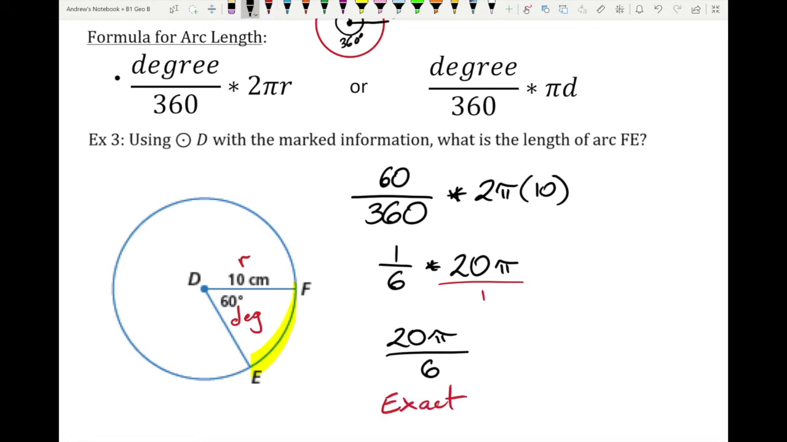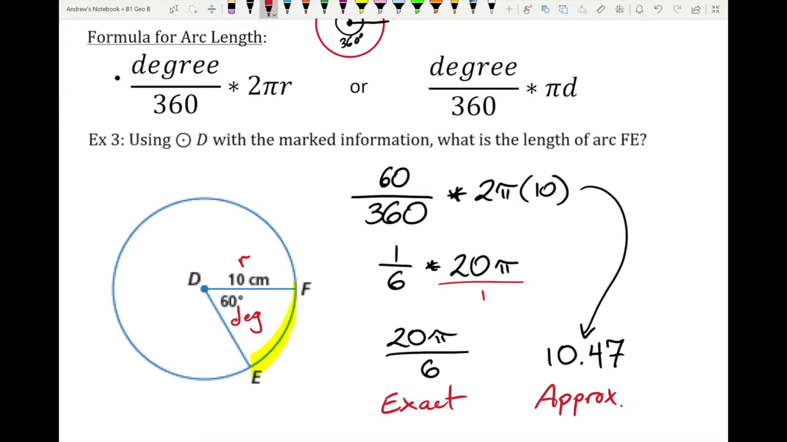Right. So you might be thinking to yourself, well, Mr. Pog, couldn't we have just plugged this original thing into a calculator and gotten an approximate answer? You're darn right we could. Right, so let's see what that comes out as. If I just plug that into a calculator, it's going to come out as about 10.47. Okay, so this would be an approximate answer.